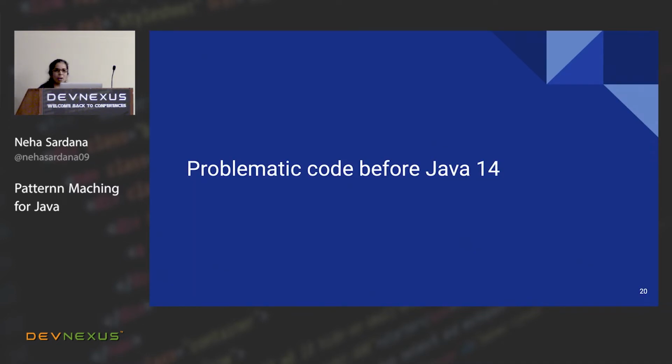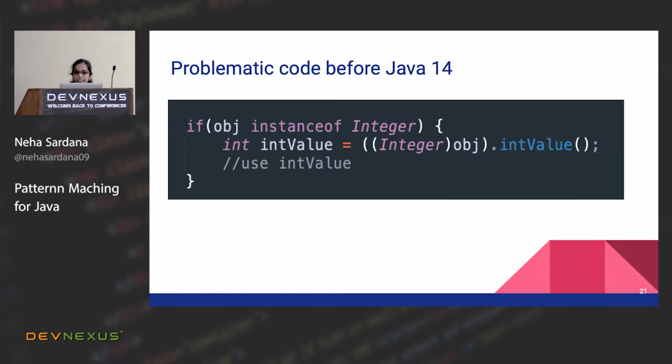So why did we need pattern matching, to be honest? What was the problematic code? Do you see the problem here? You are writing a lot of things here. If you want to use Object obj and test if it's an instance of Integer and you want to extract the int value and use it, you have to cast it and put a lot of brackets. And this is very lazy. Me being a lazy programmer, I never liked it.